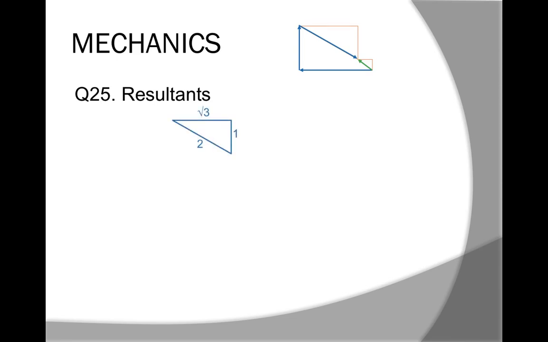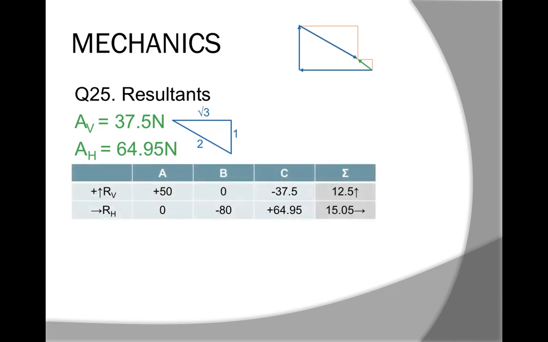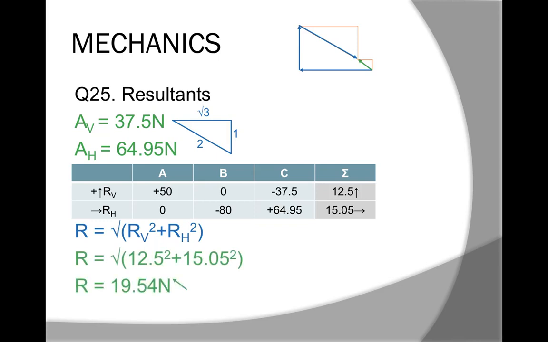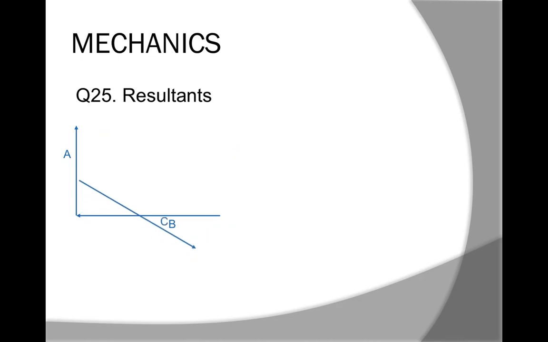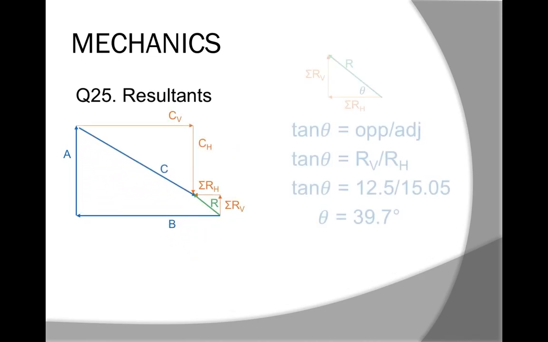So what I did is I found the components first. The vertical component is 37.5, the horizontal component is 64.95. I added up all of my vertical components, I added up all of my horizontal components, and used Pythagoras' theorem to find the resultant. Now, we didn't do the angle here, but I did do the angle on another one.